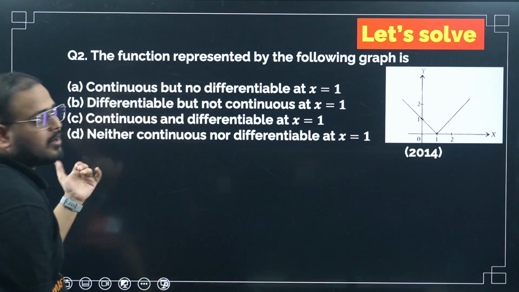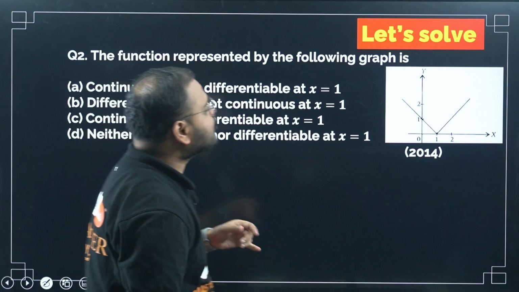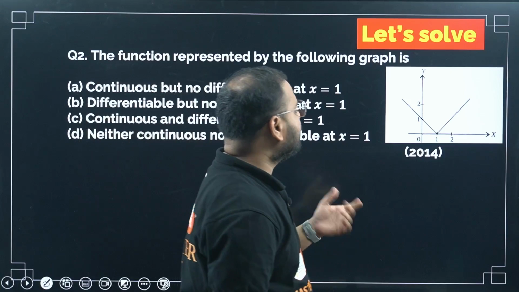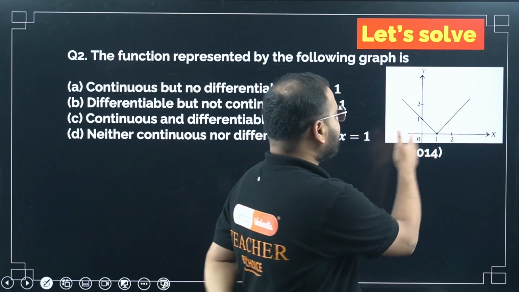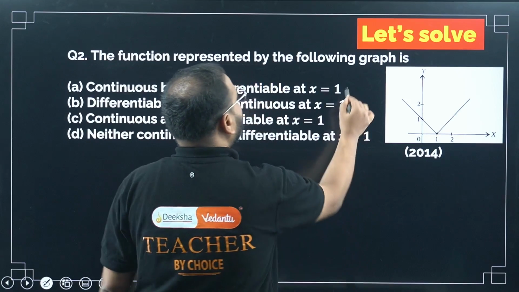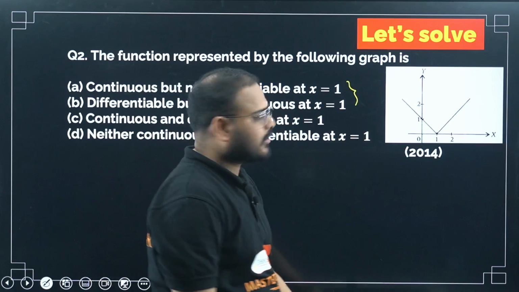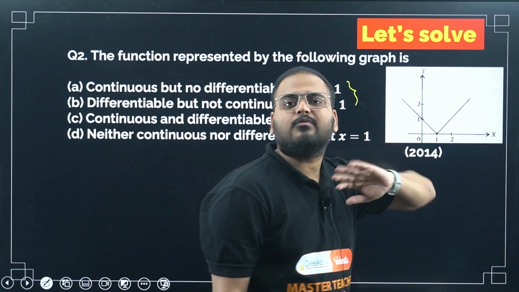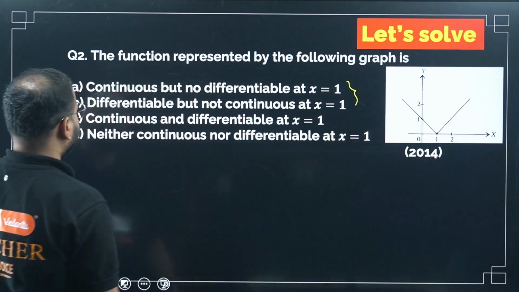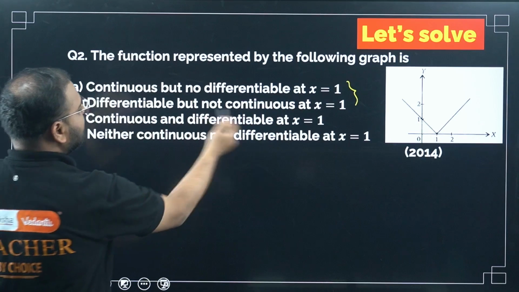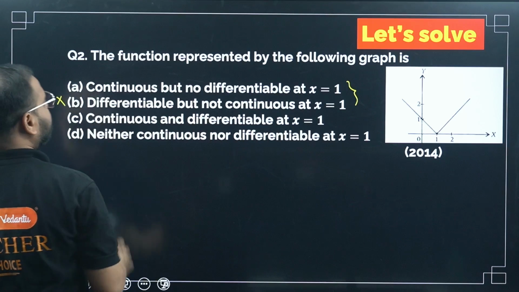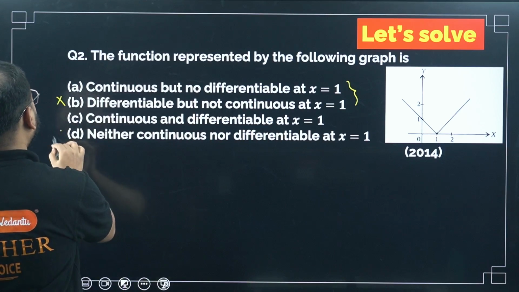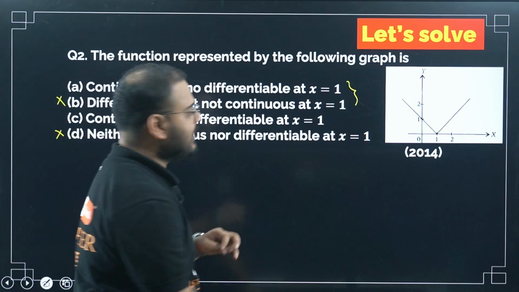Basically, we have to check for continuity and differentiability. Do I need to check for continuity? I don't need to, right? Please check here. It's a continuous graph. So there's no break at any point. At which point they're talking about? At the point 1. There's no break. So it is a continuous function. Wherever it is not continuous, that option is out. So option B cannot be there. Option D cannot be there. Options A and C we have to check.